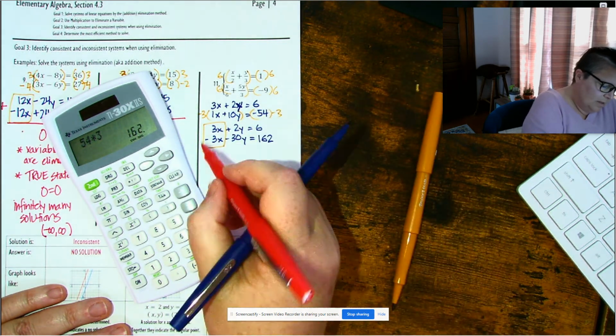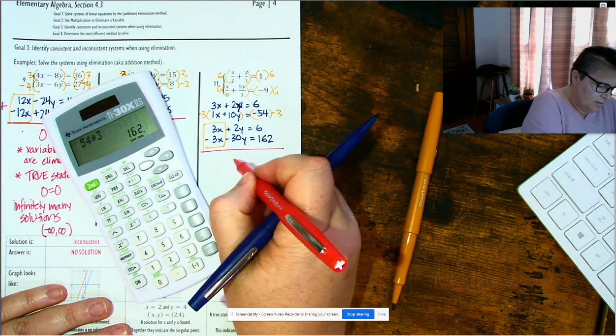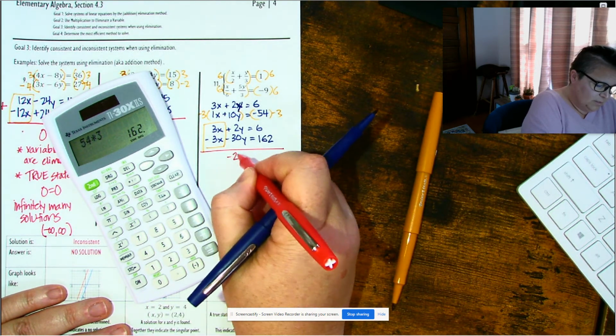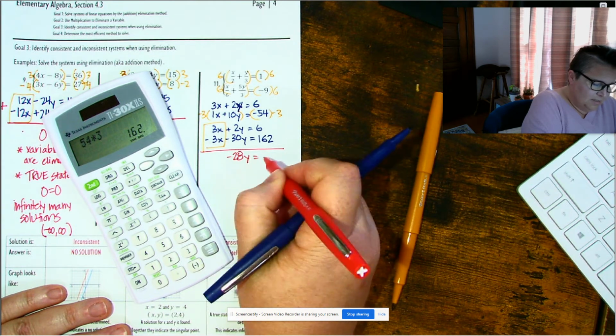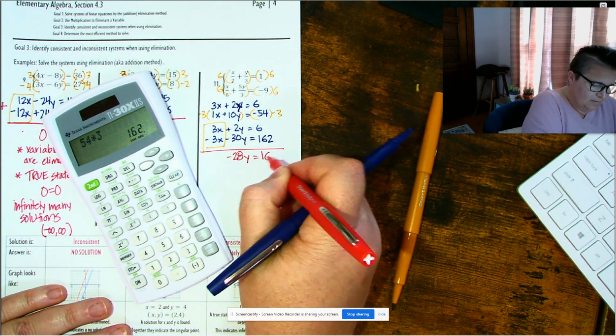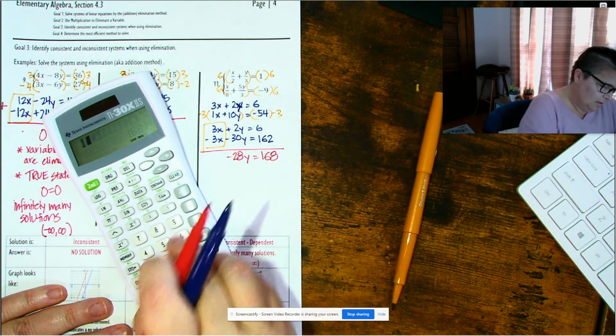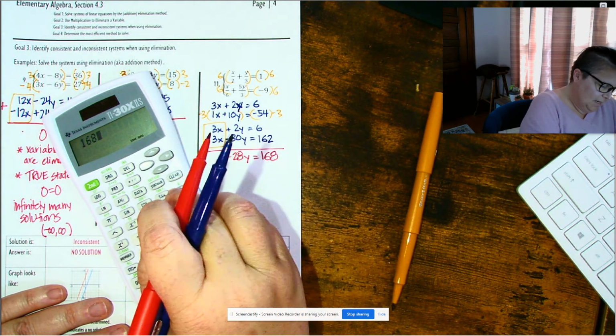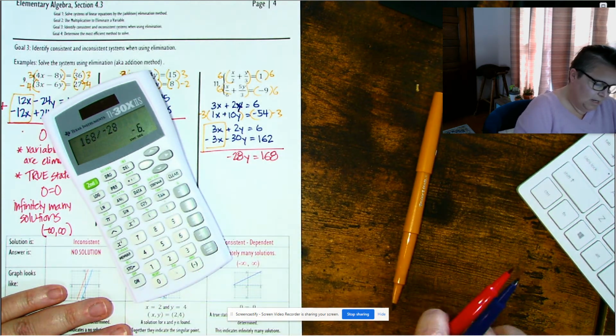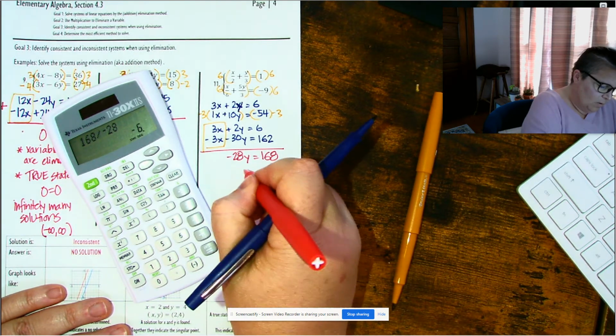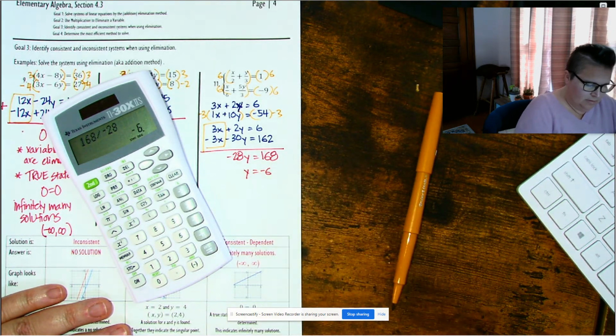I'm going to add them together to get negative 28y is equal to 168. Oh, man. So I'm going to take that 168 and divide it by negative 28. Oh, look at that. I got a y value. Y is equal to negative 6.